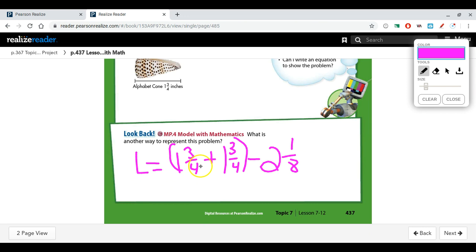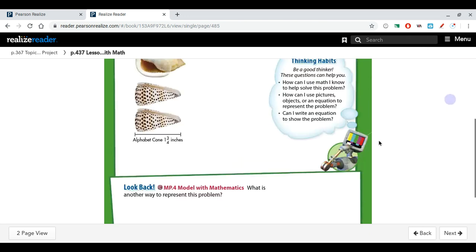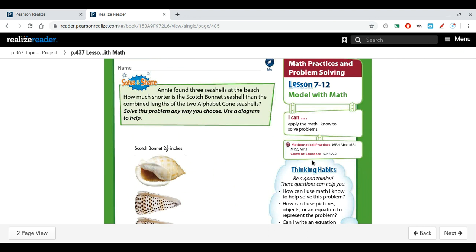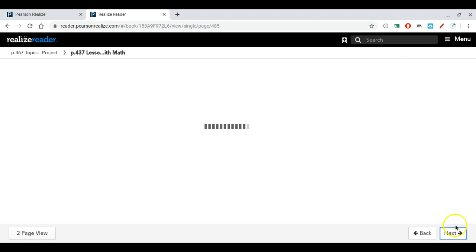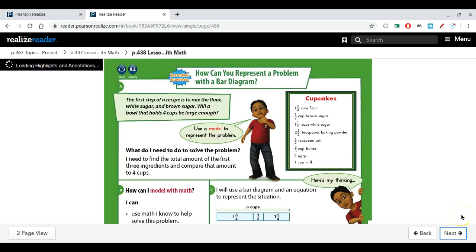Length equals 1 3/4 plus 1 3/4 minus 2 1/8. So I can model with mathematics. If I go to that mathematical practice, we're focusing on model with math. I can model by doing a bar diagram or by creating equations with a variable. Okay, so let's take a look at your visual learning.